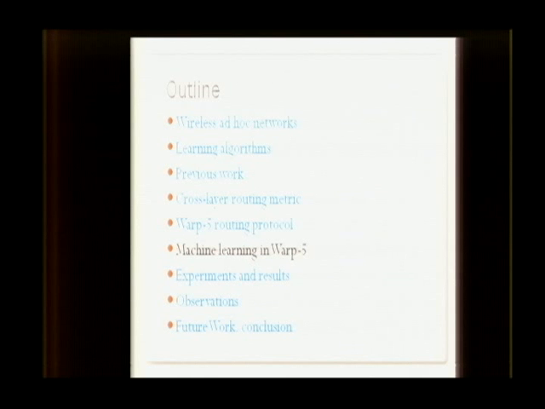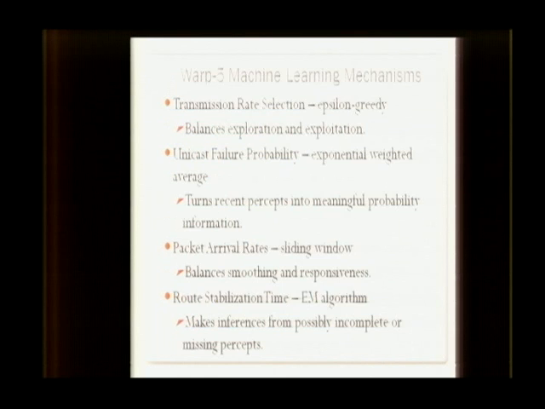All right, machine learning, and how does Warp 5 learn? At the map level, it's learning which transmission rate to select. The machine learning mechanism is called epsilon greedy. It is balancing exploration and exploitation. Epsilon is some small number in Warp 5, 0.05, meaning 95% of the time it goes with the fastest transmission rate in terms of total time.